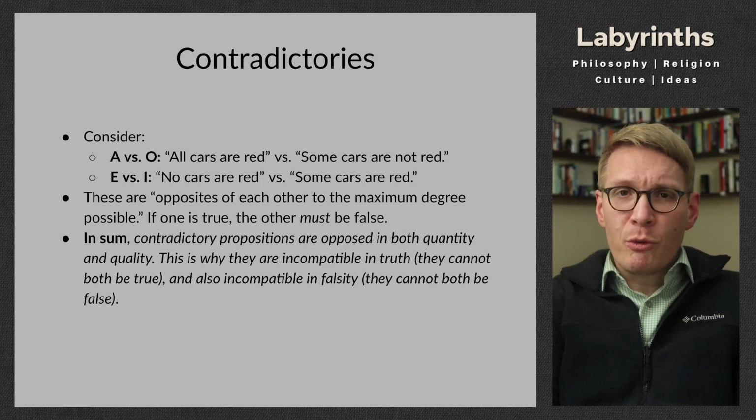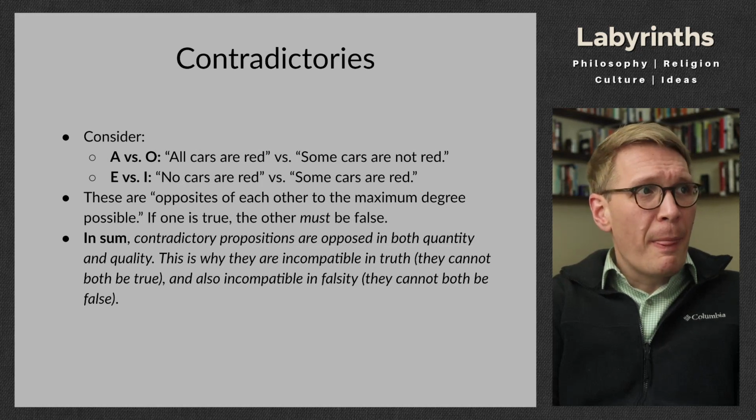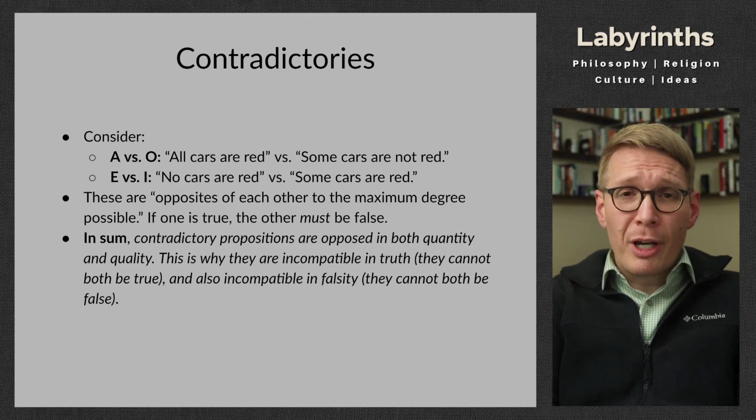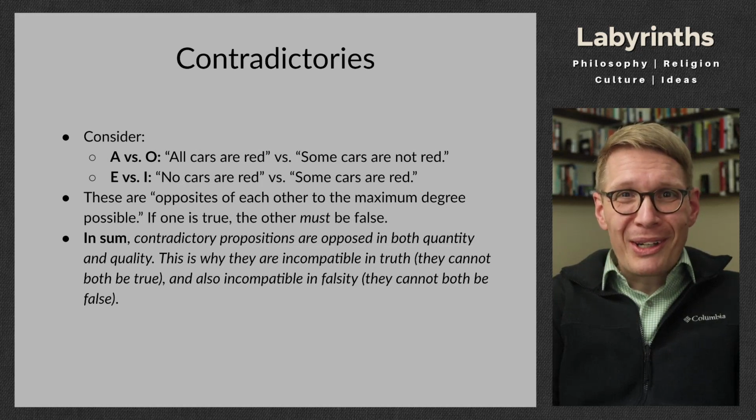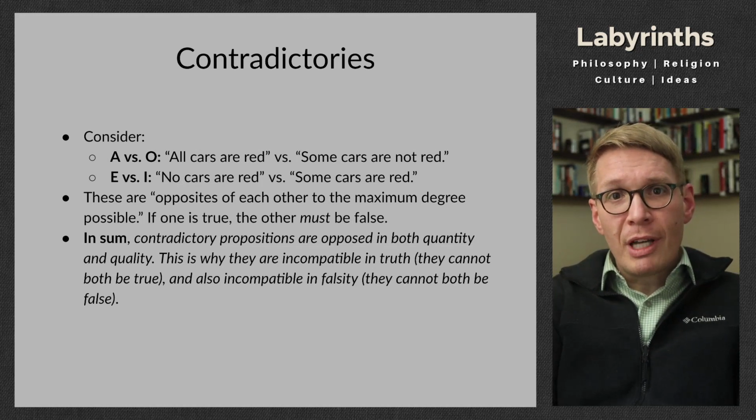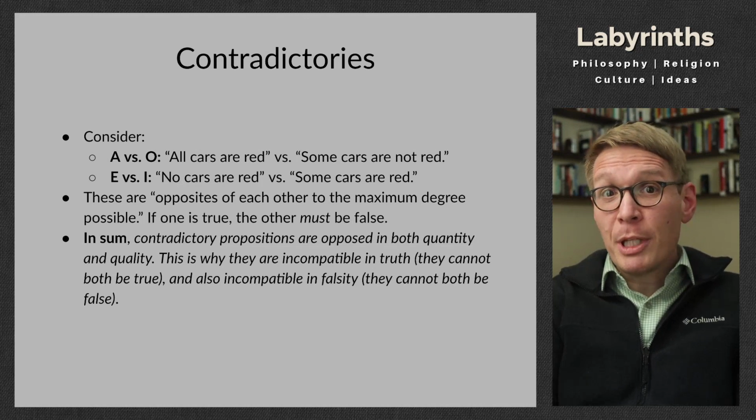Now, this might all seem, of course, very abstract, but think about this. If I make a claim that, I don't know, everyone there was on the soccer team, and you're like, no, but Susie was there and Susie's not on the soccer team, some people are not on the soccer team, then you have contradicted my statement, right? So you have shown that my statement can't be true.